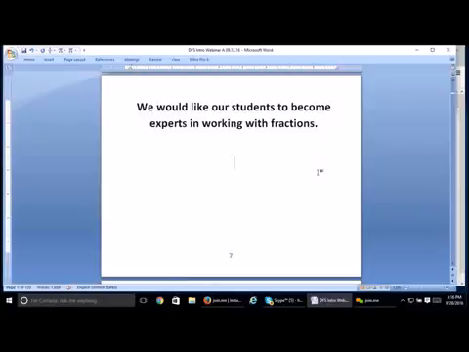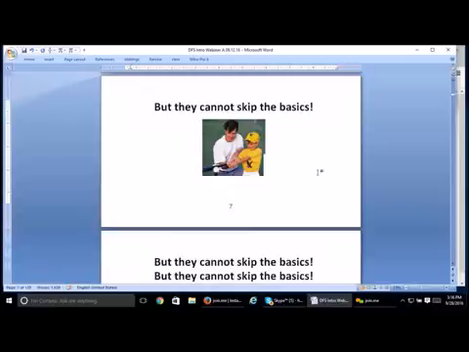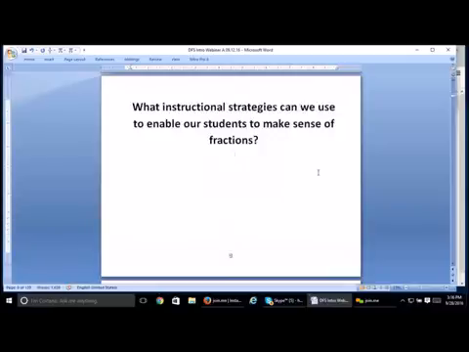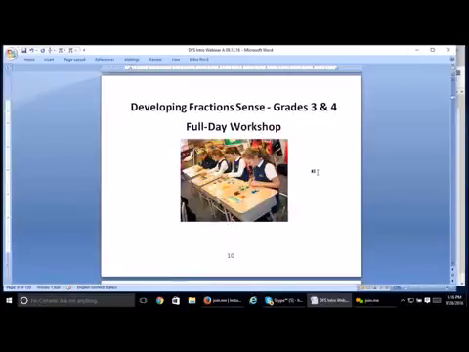So we would like our students to become experts in working with fractions, but they cannot skip the basics. So the question is, what instructional strategies can we use that will be helpful? We have a full day workshop available at 6 hours that focuses on the grades 3 and 4 standards. There we go through the material slowly. The participants have a chance to work at their seats and to make presentations at the front of the room. Here in 45 minutes, I can only give you a taste of that full day workshop, but hopefully you'll have some ideas or strategies that you can use maybe beginning tomorrow.